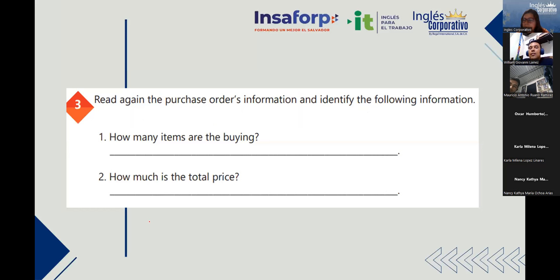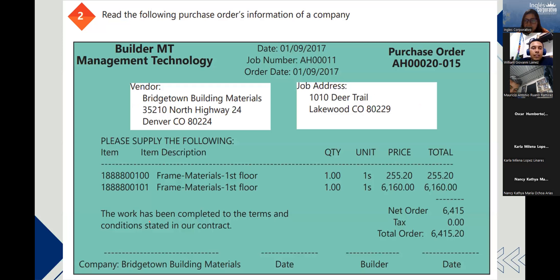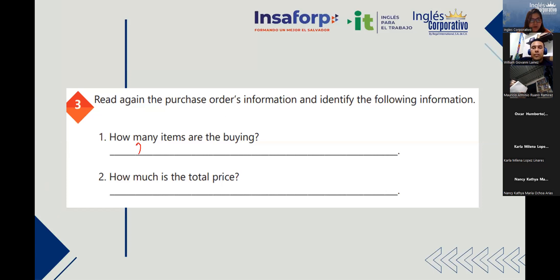Okay, now tell me, how many items are they buying? According to this, there are two items. Two items only, right? One frame material for first floor, and one. So we have how many items? Two items.